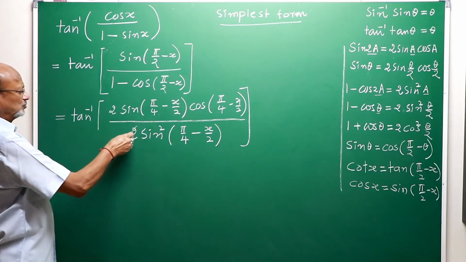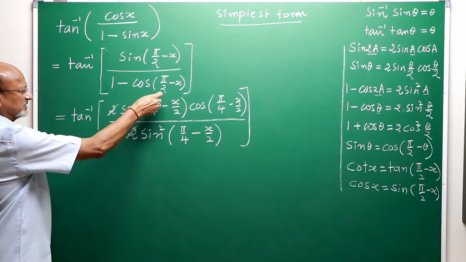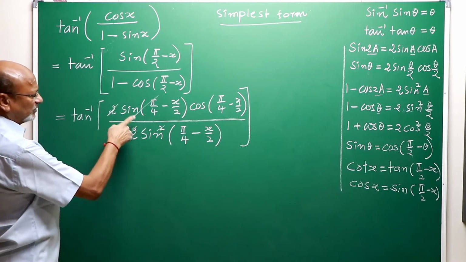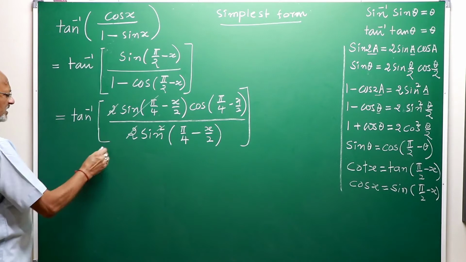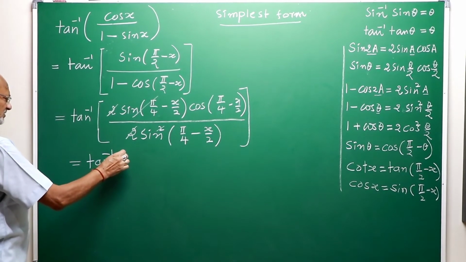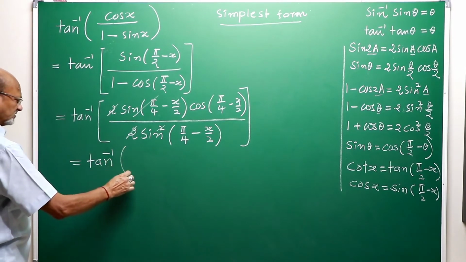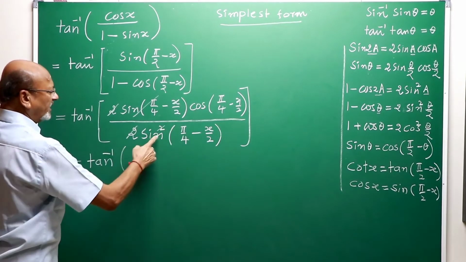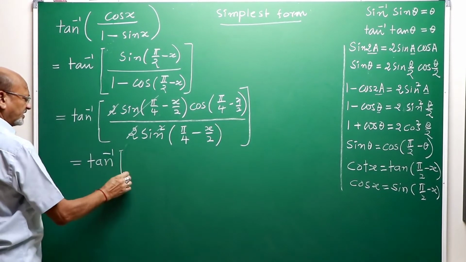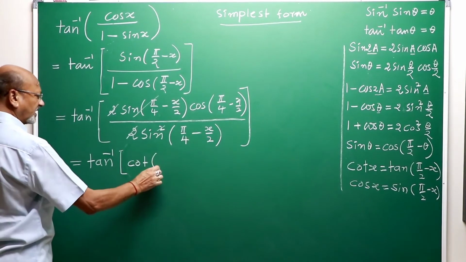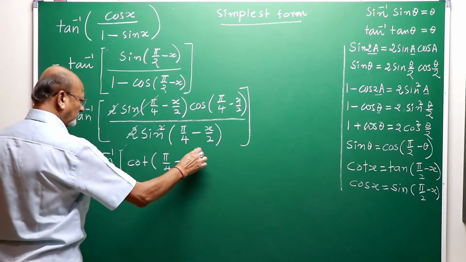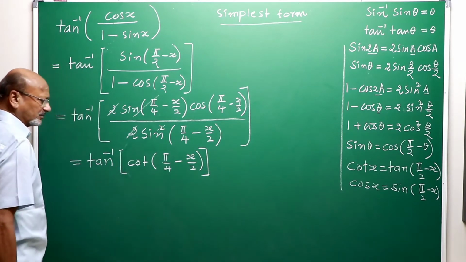Simplification. First, 2. What about next? Sine cancels. Denominator of sine square is 1. Sine cancels. Then you are left with tan inverse. See, friend, cos by sine. Cos by sine is cot. What is the angle? It is pi by 4 minus x by 2.